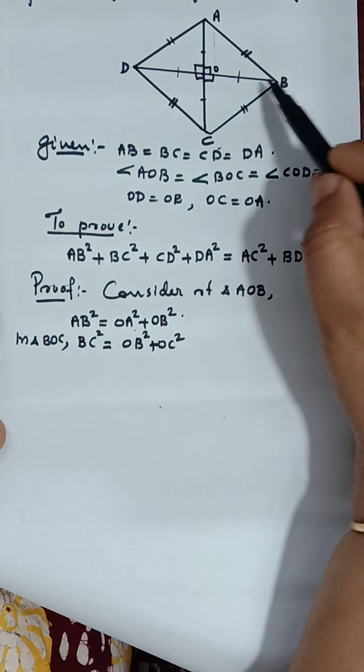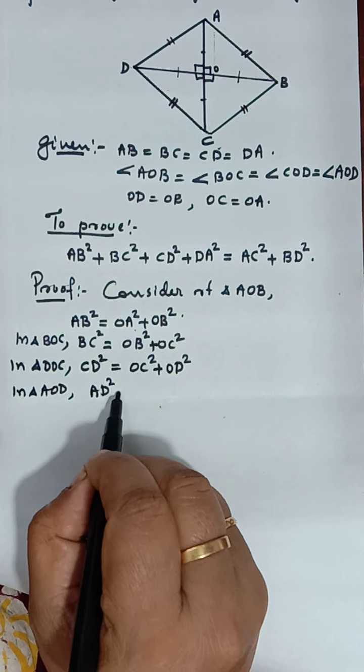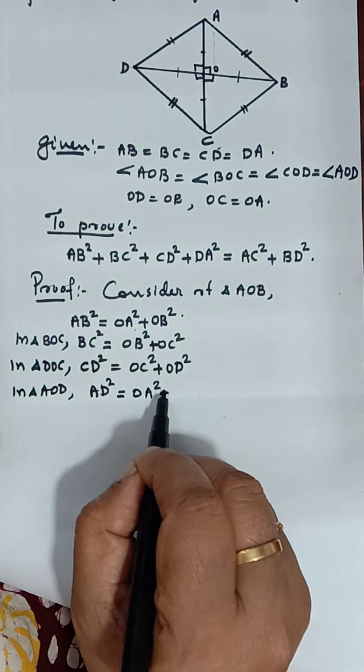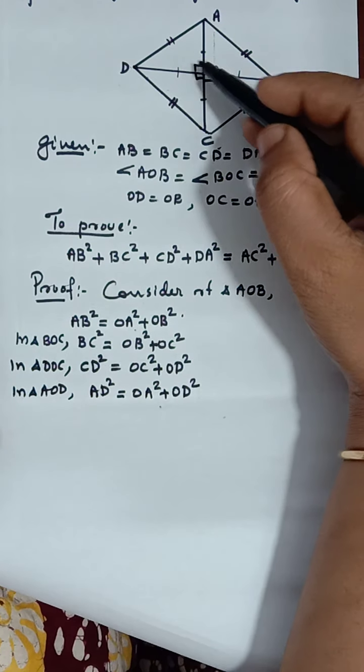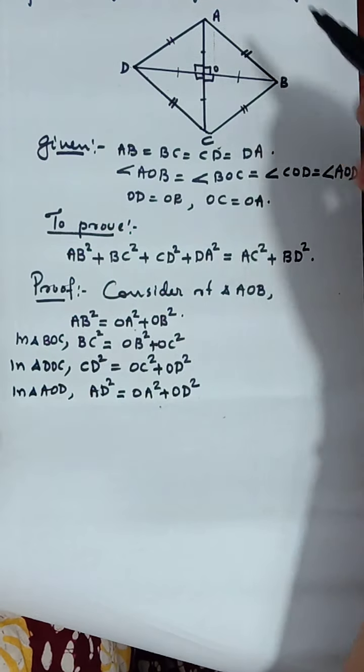Now we have to consider the next triangle, DOC or COD. In triangle DOC, we can write CD square, the hypotenuse square, equal to OC square plus OD square. Now let us take the fourth right triangle, that is AOD. In triangle AOD, the hypotenuse is AD. So AD square is equal to OA square plus OD square.